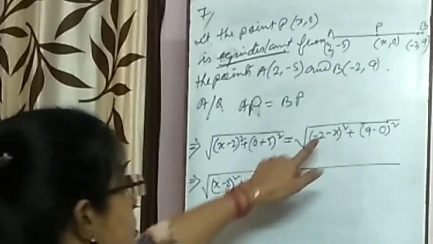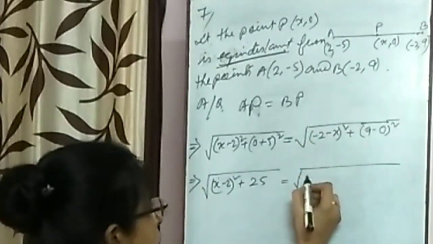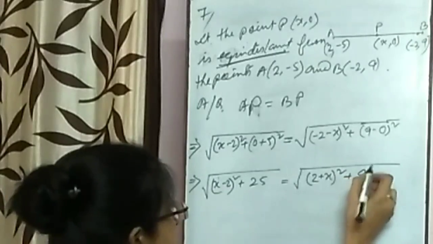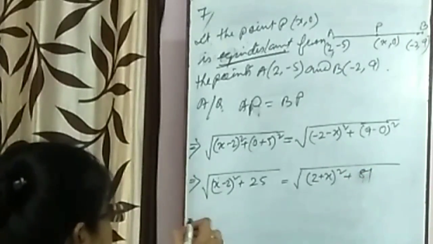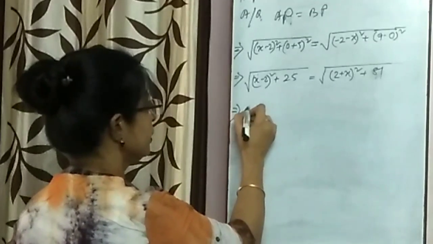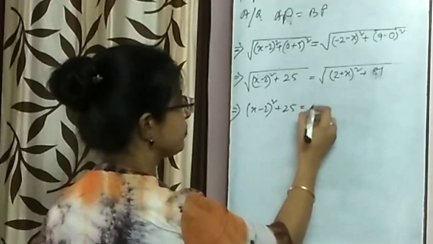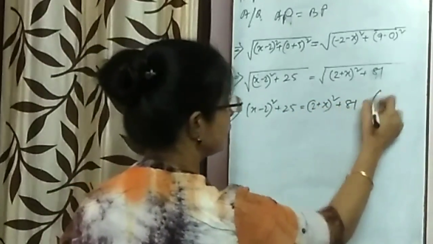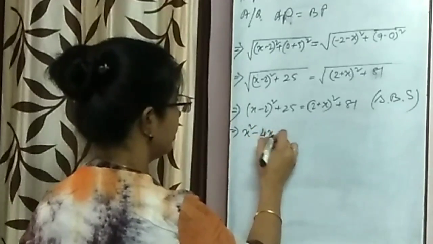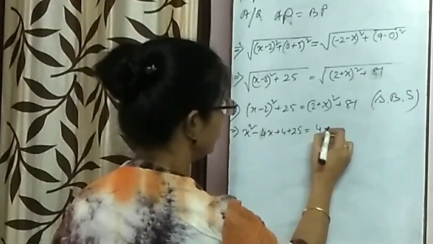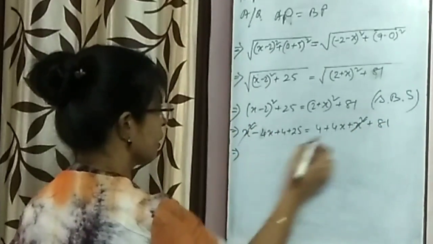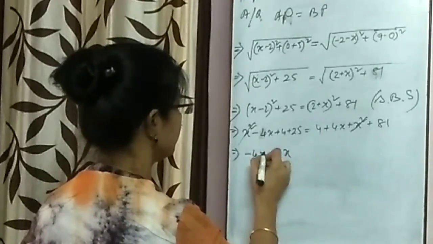Here, as it is just under a square, this minus will be removed. Then x plus 2 or 2 plus x we can say, and here it is 9 square, so it is 81. On both sides we have the root, therefore we can remove it by squaring both sides. Getting it open by the formula: x square minus 4x plus 4 plus 25 equals 4 plus 4x plus x square plus 81. The x square got cancelled, minus 4x we bring here, it will be shifted.